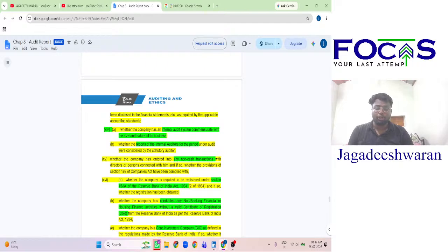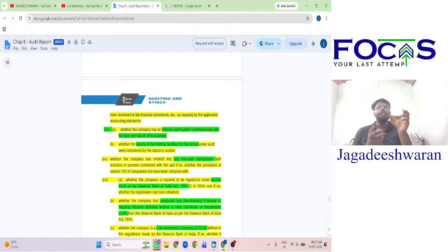And whether the reports of the internal auditors for the period under audit were considered by the statutory auditors. So the internal auditor reports should be considered by the statutory auditors, because internal auditors will give risk assessment reports. On that basis, the auditors may have a preliminary understanding of the entity. So in the risk assessment procedure, statutory auditors first have to study the reports given by the internal auditor, so they have an understanding of the controls and the operating effectiveness of the controls. For that matter, whether the reports of the internal auditors for the period under audit were considered by the statutory auditors or not. So the 14th point is all about the internal audit system.